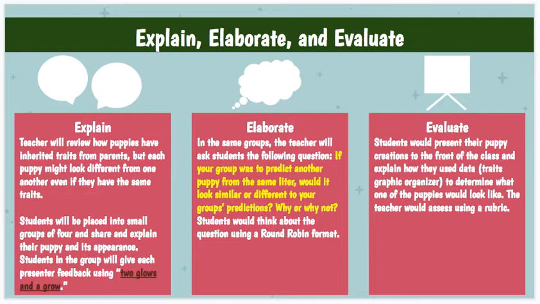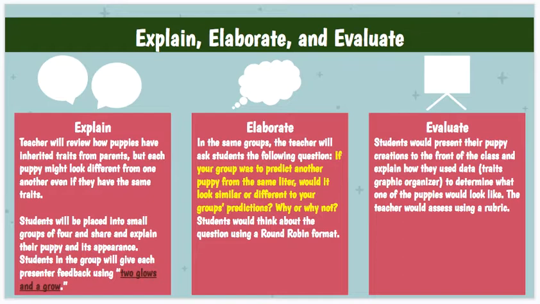So during explain, students will review how puppies have inherited traits from their parents, but each puppy might look different from one another, even if they have the same traits. So basically, the teacher would say something like, even though they have the same parents, there's a mom and a dad, some of the puppies in the litter might look similar to one another, some of them might look totally different, and that's all about how they inherit traits.